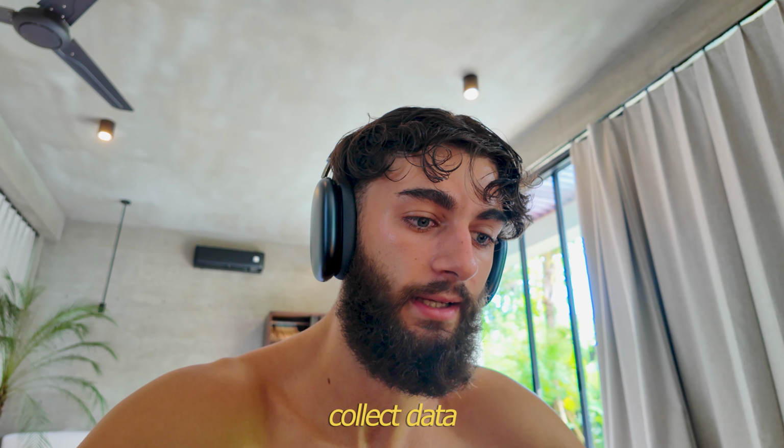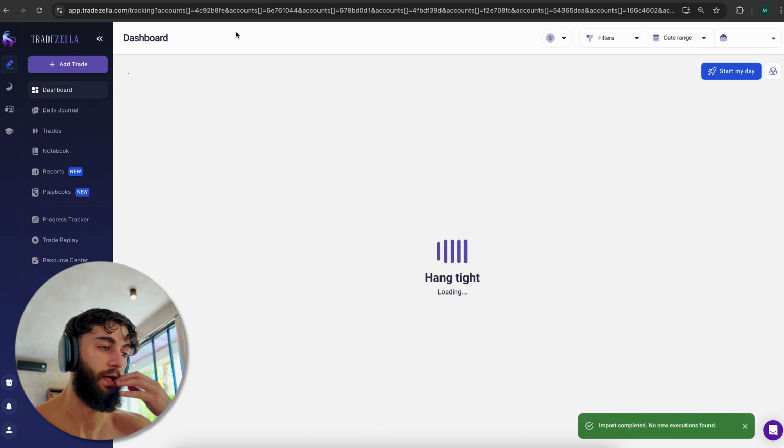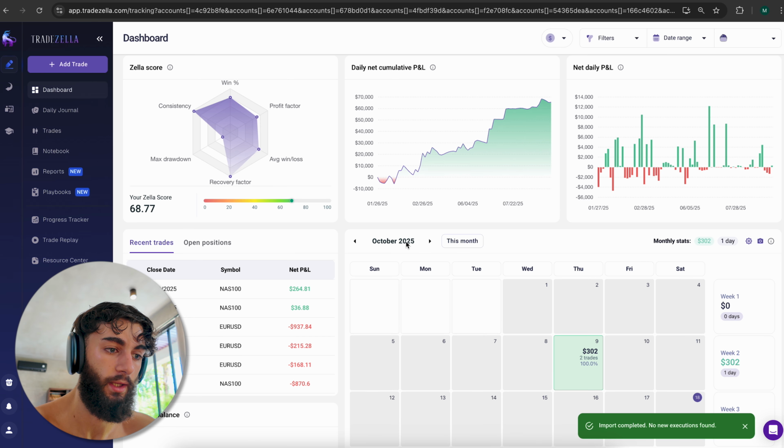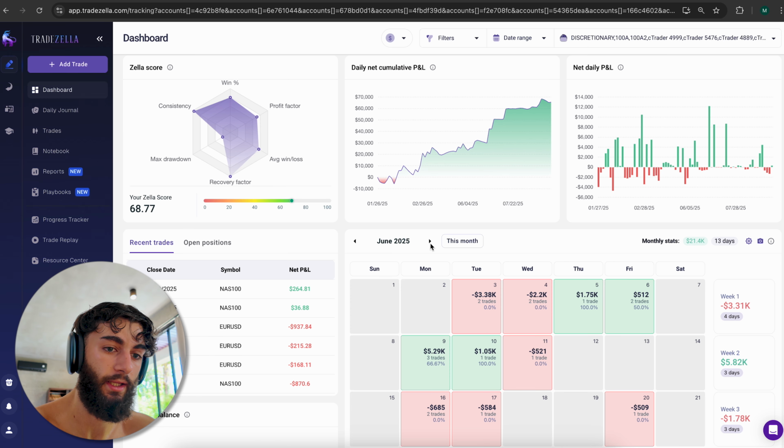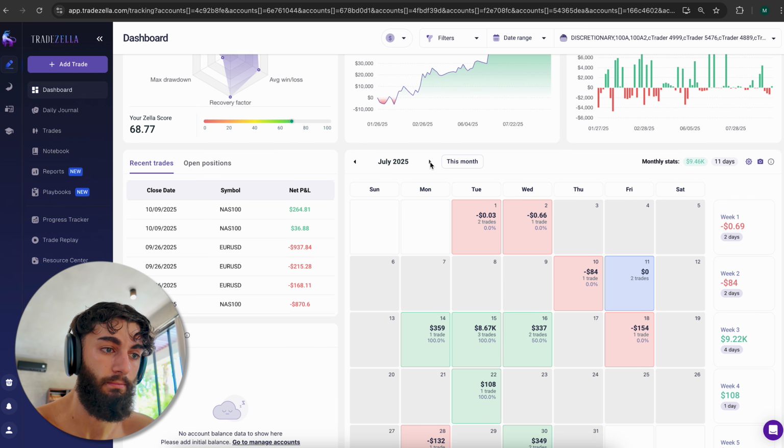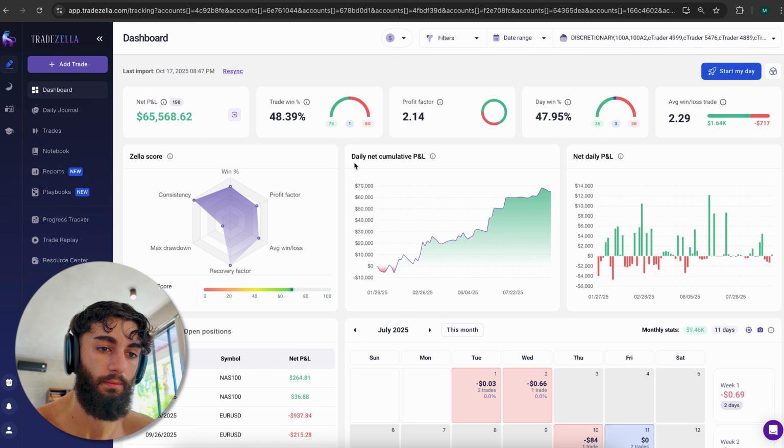Now, to collect data, you probably want to get TradeZella, okay? I've been using TradeZella since the start. For me, TradeZella's been an absolute staple in my trading. It gives me the stats I need, gives me the auto journaling. It also has backtesting, which is what I want to get into.